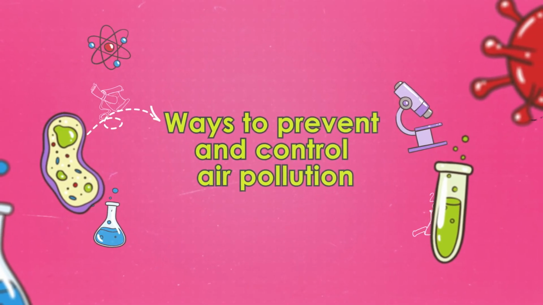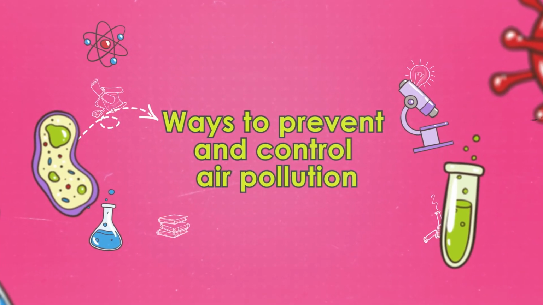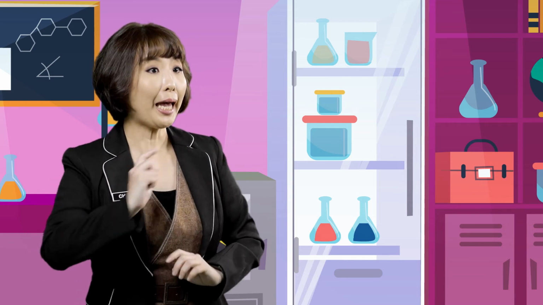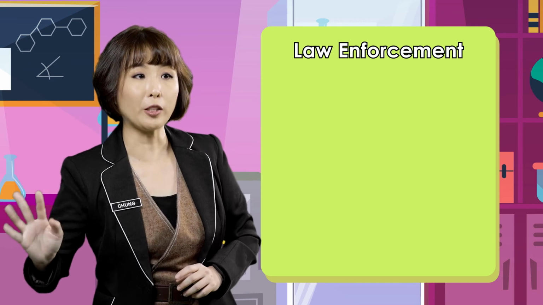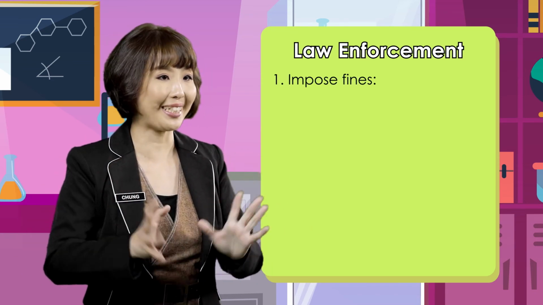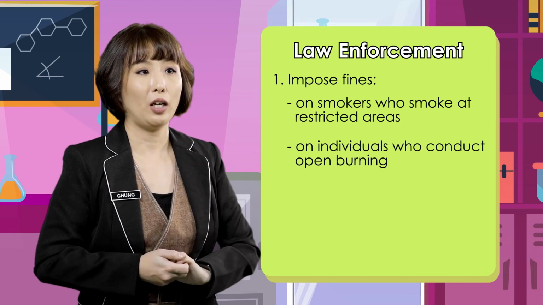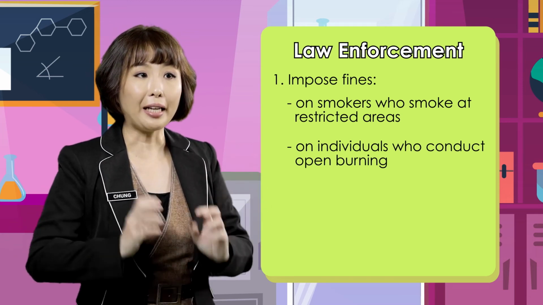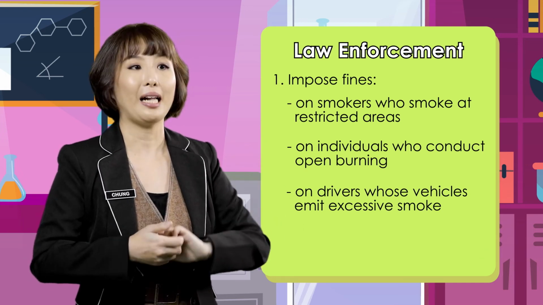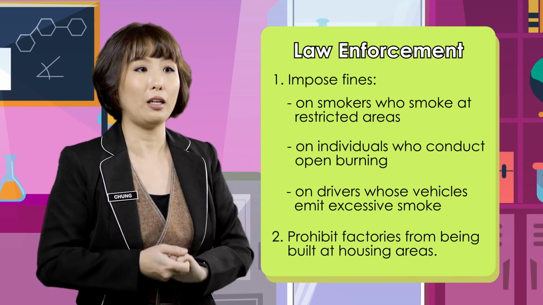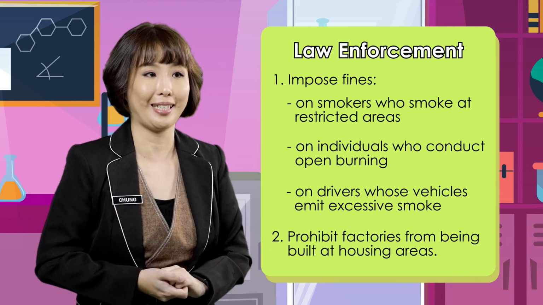Now, let us discuss the ways to prevent and control air pollution. Firstly, we can control air pollution through law enforcement, such as imposing fines on smokers who smoke in restricted areas, individuals who conduct open burning, and drivers whose vehicles emit excessive smoke. Factories should also be prohibited from being built in housing areas.